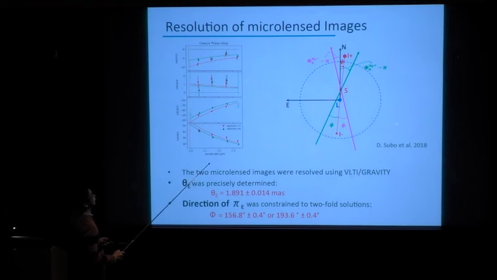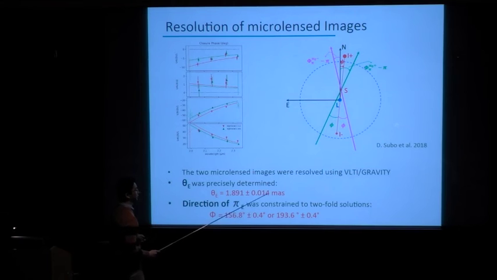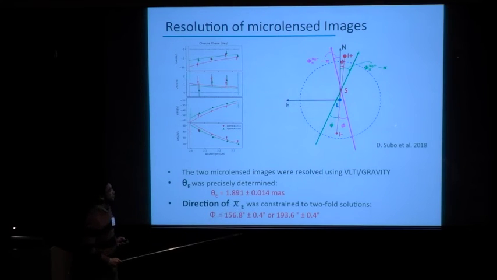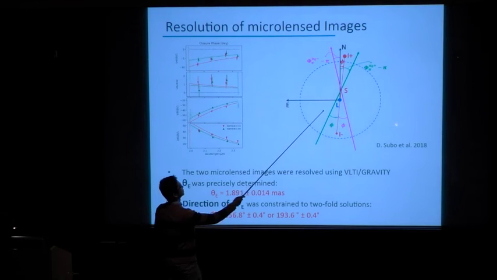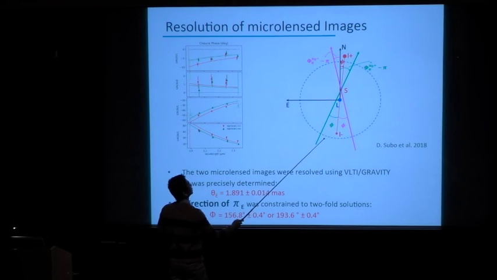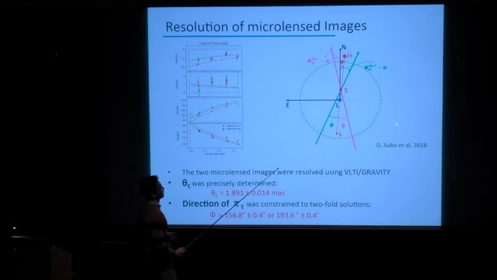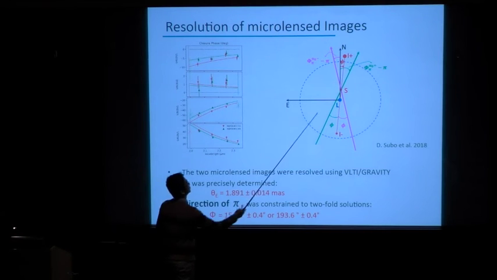But fortunately, Subo et al. could measure the separation of the microlens images using VLTI GRAVITY, which is an interferometric instrument. So this is a schematic of the sky plane, and the lens is at the center, and the source is here. And they measured the separation of these two microlens images. And from this measurement, they could constrain the theta E value very precisely. And they also constrained the direction of pi E in 2 directions.